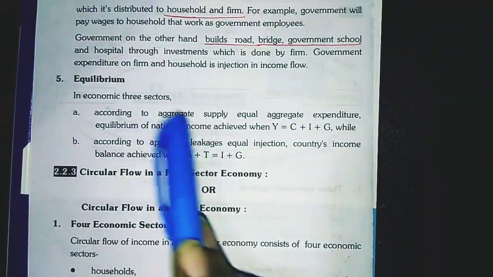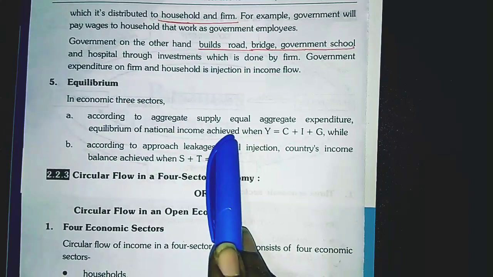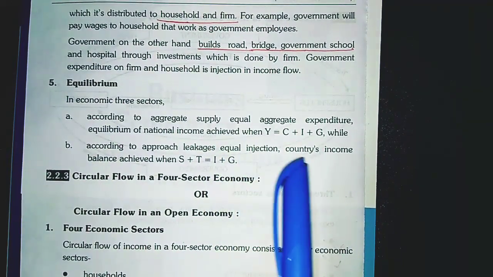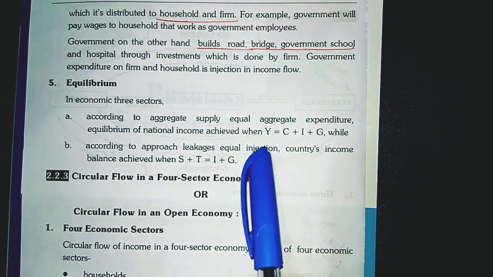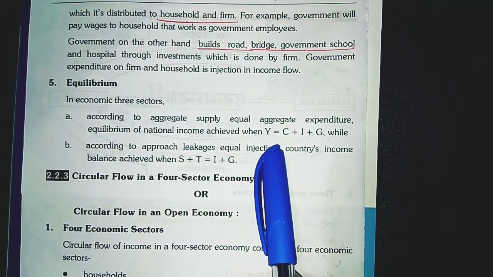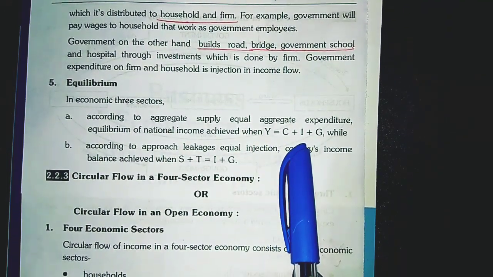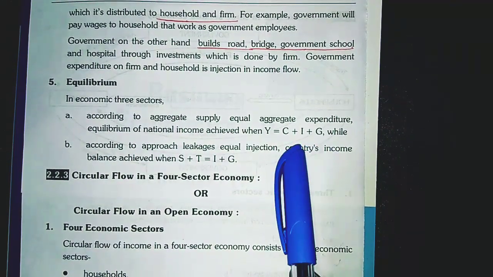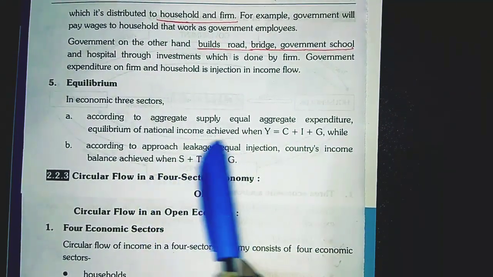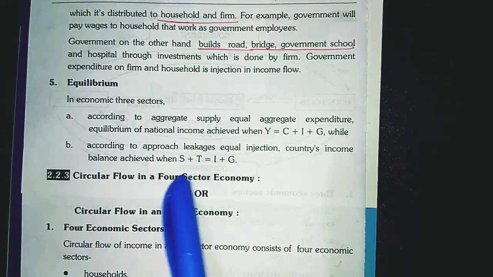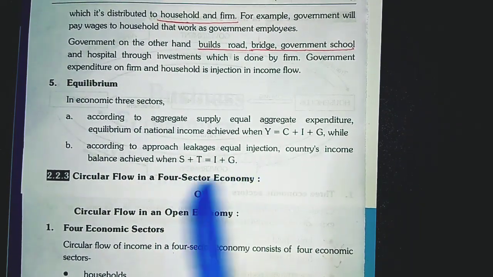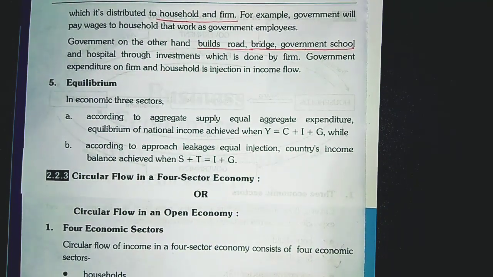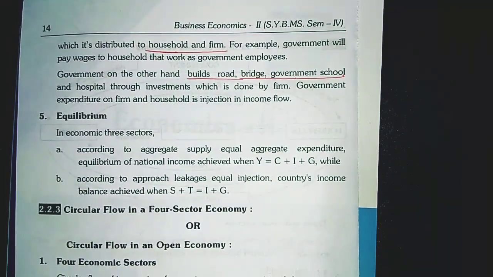Now the fifth and last point is equilibrium. Equilibrium means the state of balance. So we have two equations over here. Income is equal to consumption plus investment plus government expenditure, and the other equation is savings plus taxes is equal to investment plus government expenditure. I hope that this concept is clear to all of you.